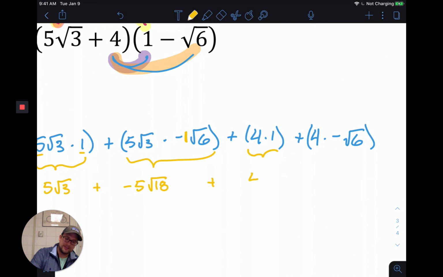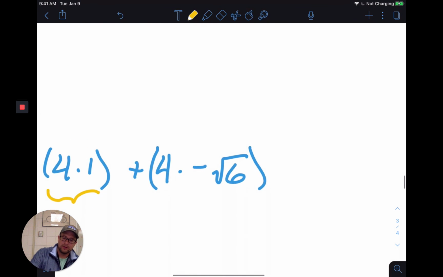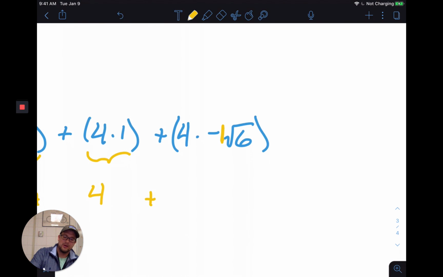4 times 1 is easy. That's just 4. And our last one would be 4 times a negative square root of 6. Remember, there's a negative 1 here. So 4 times negative 1 would be a negative 4 square root of 6. And again, that 4 doesn't affect the 6 because of the fact that 6 is an inside number and the 4 is an outside number.